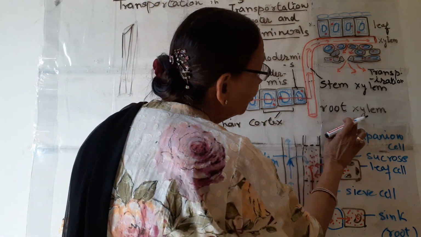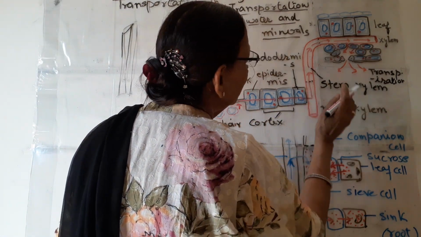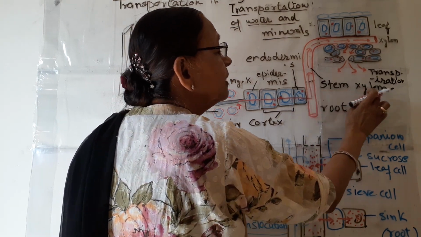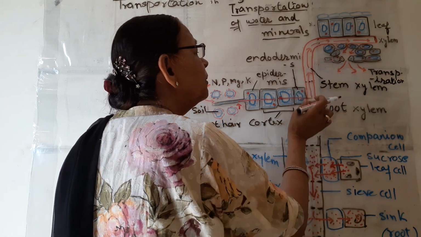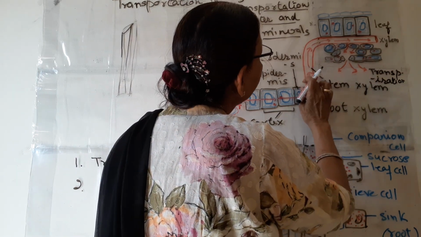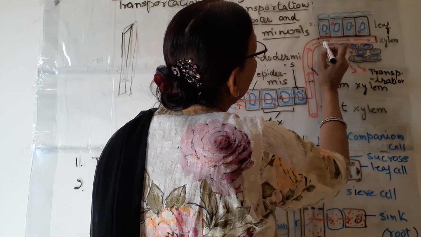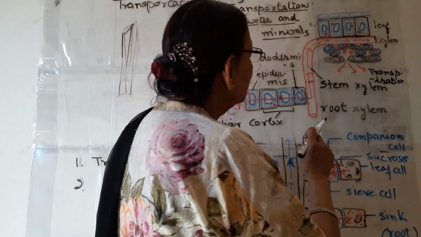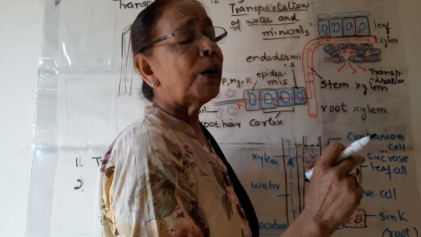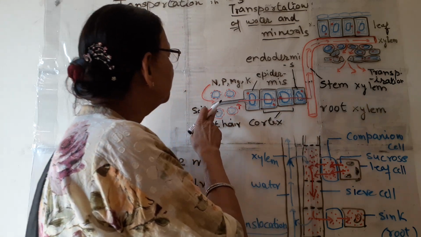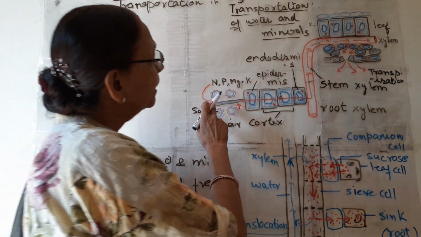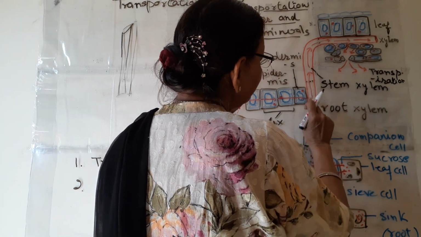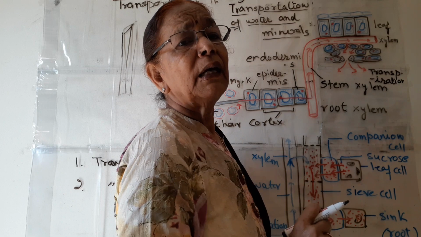The xylem of the root, suppose up to here, this is root xylem. It is continuously connected with the stem xylem. Suppose this is the stem xylem, and this stem xylem is connected to the xylem of the leaf. So a continuous channel is formed, and water which is absorbed by the root hair is continuously lifted in this xylem and reaches the leaf.